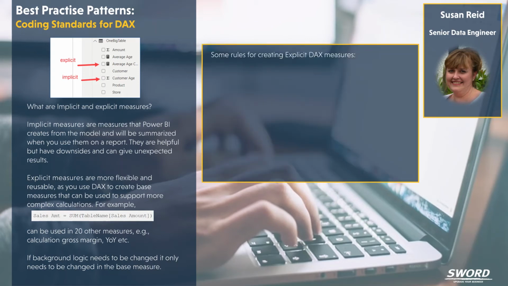Here are some rules for creating explicit DAX measures. Measures should have a name that is descriptive and understandable to the users of the report. Never use table names in the name of an explicit measure.